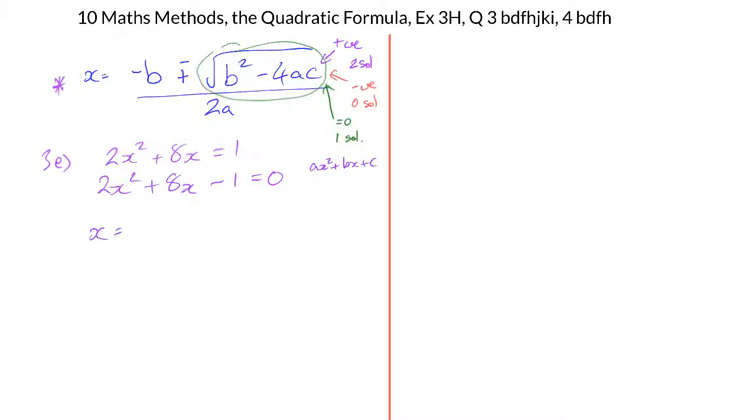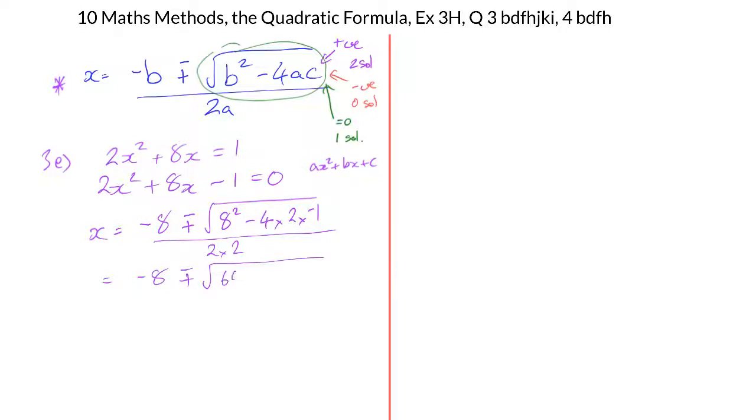Substituting it in, x equals negative b. B is 8. Plus and minus, that's indicating two possible answers. The square root of b squared, so that's 8 squared, minus 4 times the value of a, which is 2, times the value of c, which is minus 1, all over 2 times the value of a, which in this case is 2. Negative 8 plus or minus the square root of 64 minus, two minuses make a plus, plus 8, all over 4.